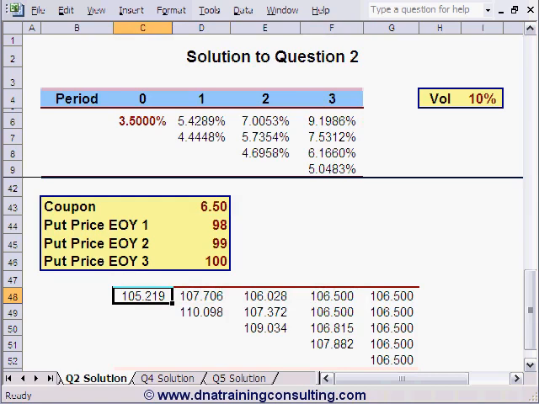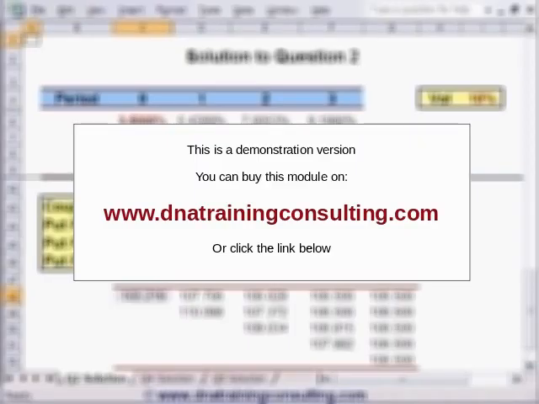The spot price for this bond is revealed in the cell C48 to be 105.219, consistent with answer D as in David.